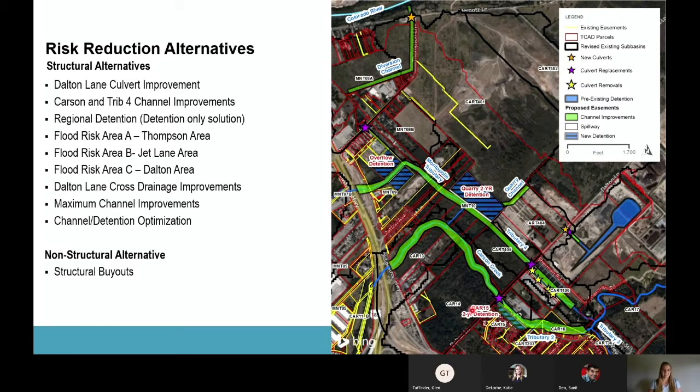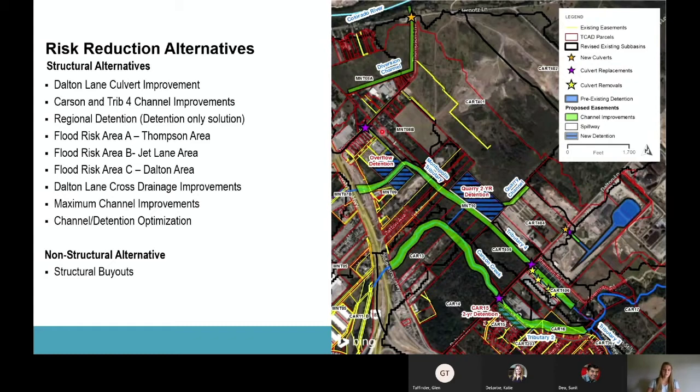The last area down here, Dalton Lane, it overtopped significantly during the 100-year event. And right now that limits access to a watershed protection field office, which is very important during 100-year events or any sort of high rainfall events. So part of the solution down here was increasing the capacity of these 2 roadway crossings here.